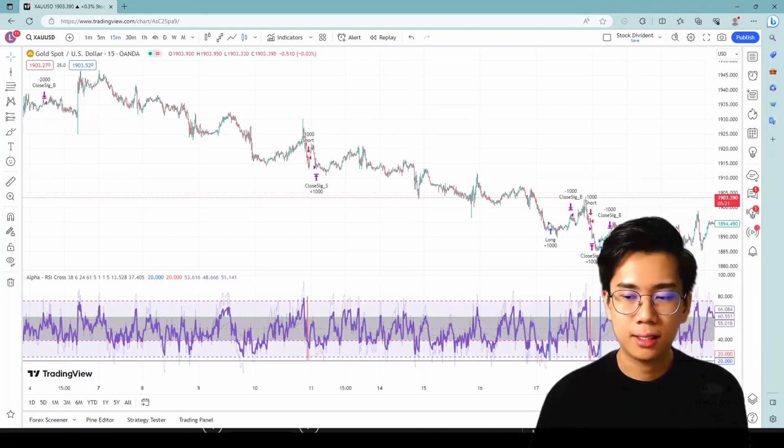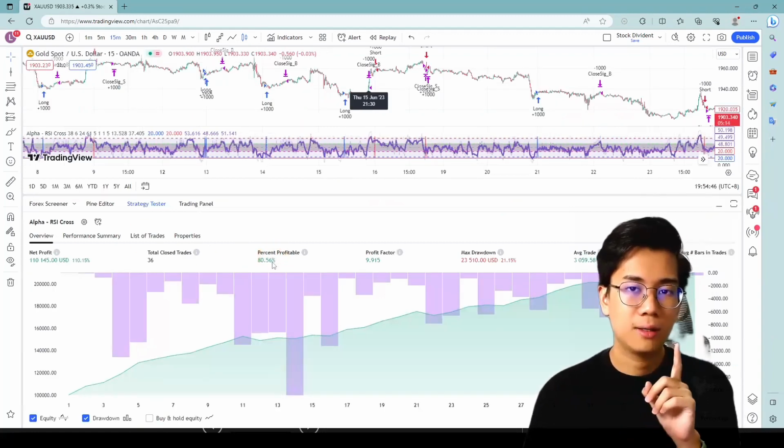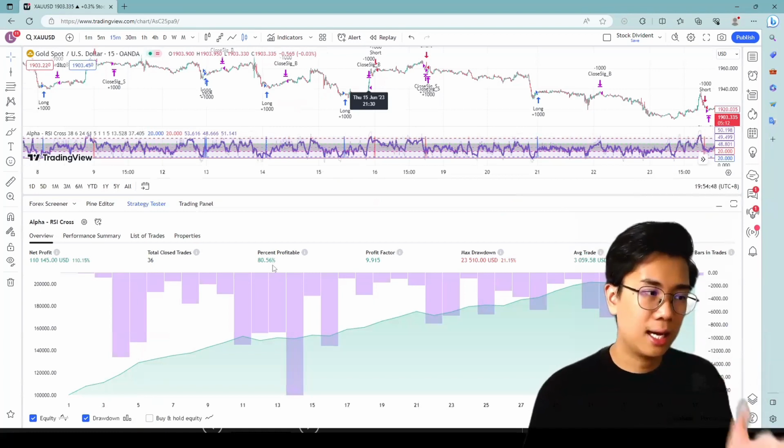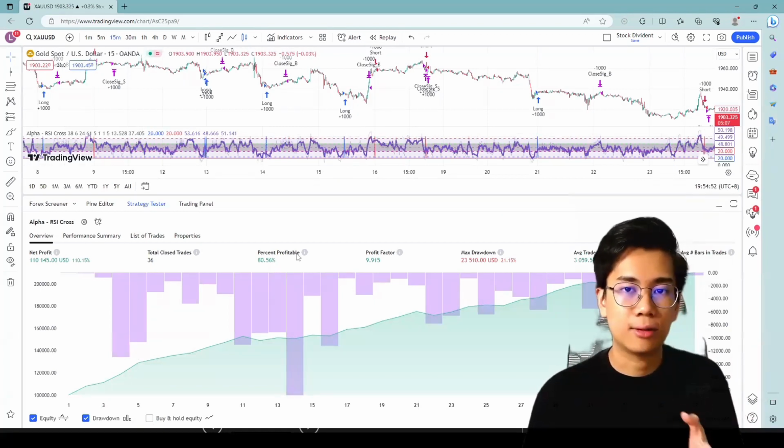Like what you can see here on Strategy Tester, we've tested that in the past: 80% win rate. So the in and out will have a high chance to get profit. Okay, so this is how the robot executes.